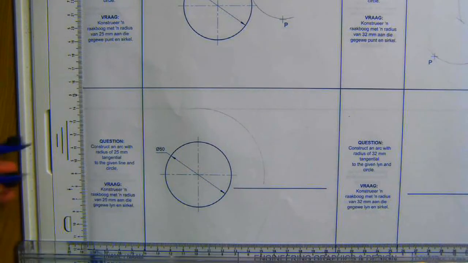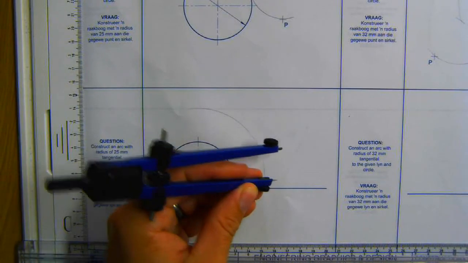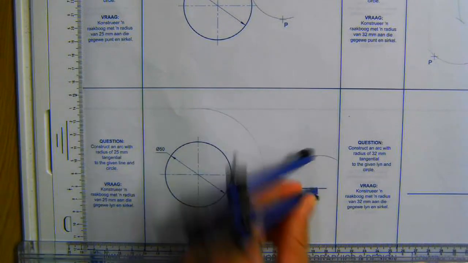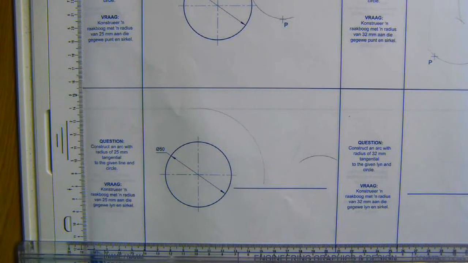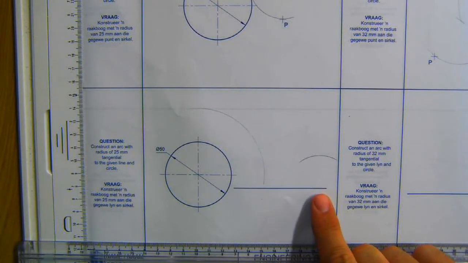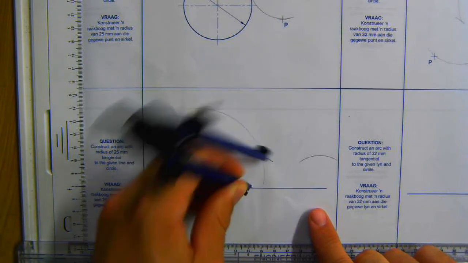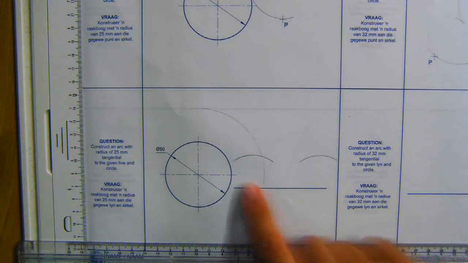Daar's my 25 nou met my passer. I'm going to place it on the line and draw an arc, doesn't matter where. One on the right hand side, en dan die ander ene hierso on the left hand side.